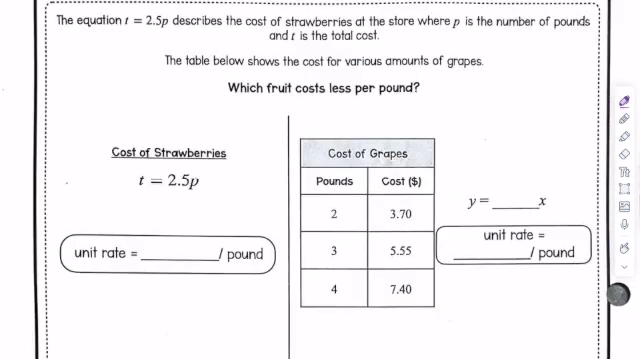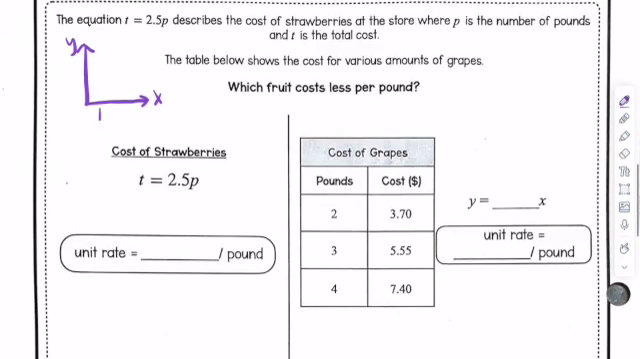So pause the video and try this problem. This problem, we are comparing the cost of strawberries to the cost of grapes to see which fruit is the cheapest. One quick thing that I want to point out is that on the cost of strawberries, they're using the equation T equals 2.5P. So what I want you to consider is that on our x-axis and our y-axis, if we were going to graph this, the number of pounds would go on the x-axis and the cost would go on the y-axis, because the cost is going to depend on how many pounds of that fruit you buy. And remember, y is our dependent variable.